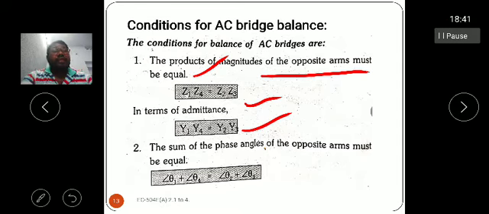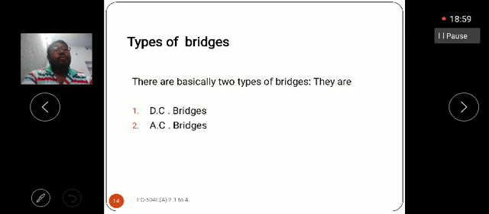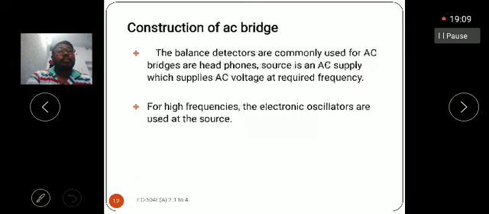The second condition is that the sum of the phase angles of the opposite arms must be equal. That is theta 1 plus theta 4 is equal to theta 2 plus theta 3. And these are the conditions for AC bridge balance. This is the second topic. The first one is the introduction about the bridges. The second one is the condition for AC bridges.